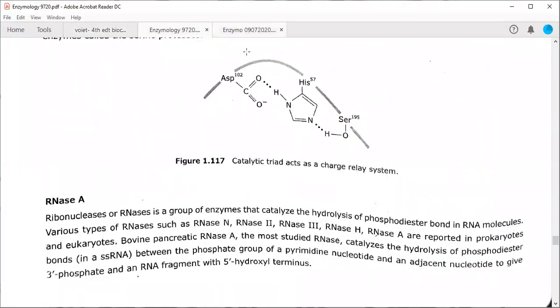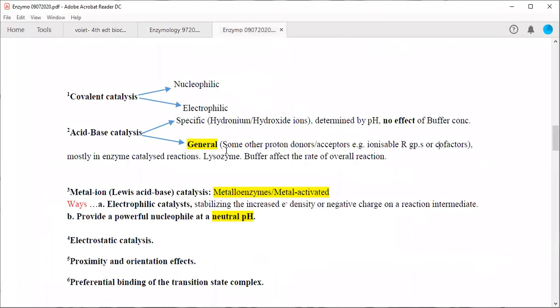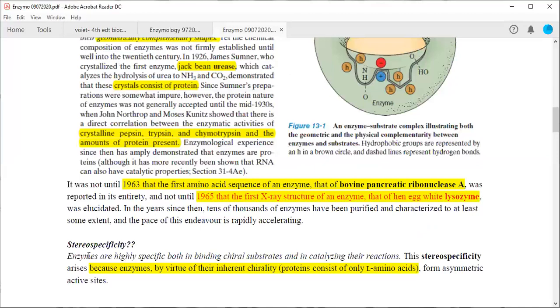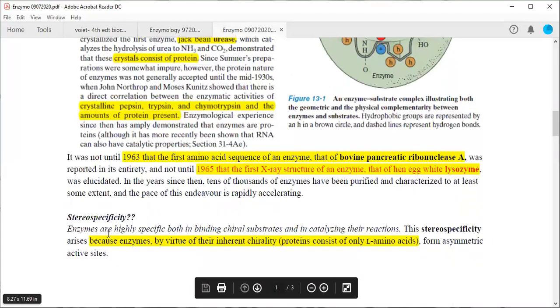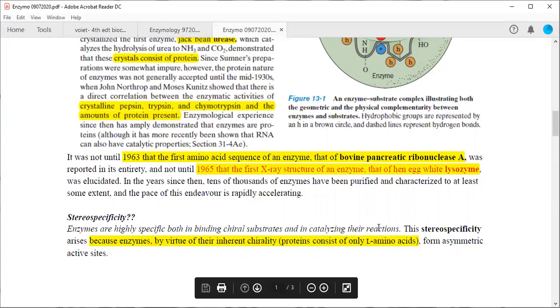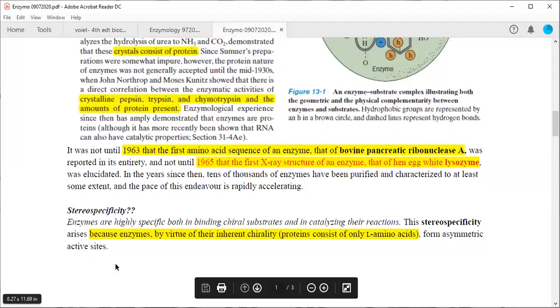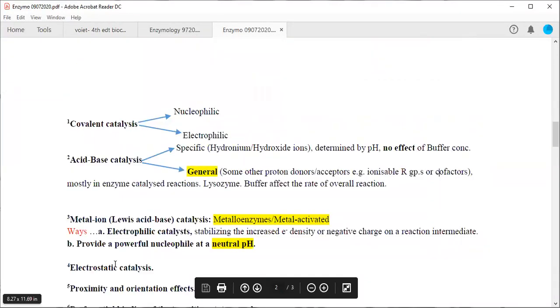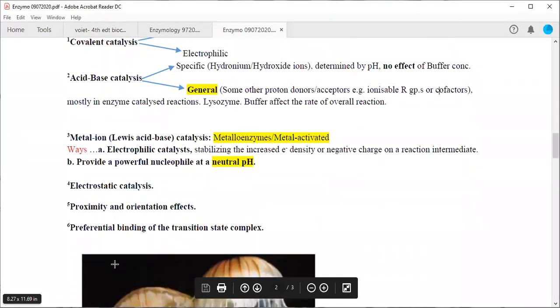The first thing it discusses is the specificity, and where it comes from: stereospecificity. Enzymes are highly specific both in binding chiral substrates and in catalyzing their reactions. The stereospecificity arises because enzymes, by virtue of their inherent chirality, since the protein is made up of L amino acids only, in humans for example, or in eukaryotes, form asymmetrical active sites, so that these asymmetric active sites can only bind to specific substrates.